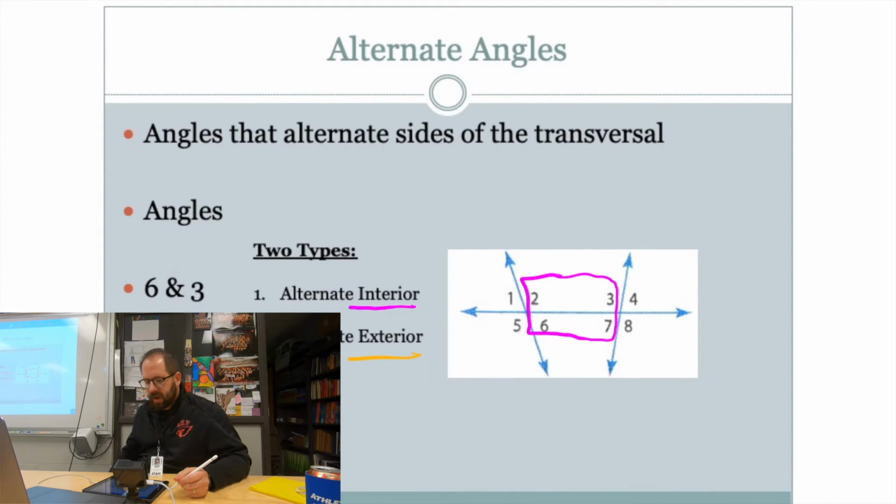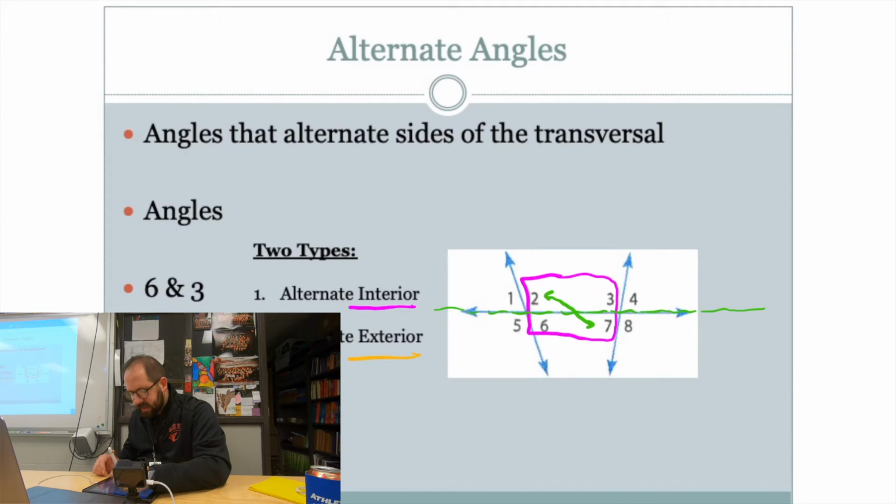Now, alternate angles are, by definition, angles on alternating sides of the transversal. So if I look at the transversal here, this is the transversal line on this particular picture. That line right there. And they cannot be side by side. So alternate angles are on opposite sides of the transversal, and they're not adjacent to each other. So that's why they're saying the 2 and 7 here. These are alternate interiors, or 3 and 6, because they're on opposite sides of the transversal and they're not touching each other. They're not adjacent to each other.